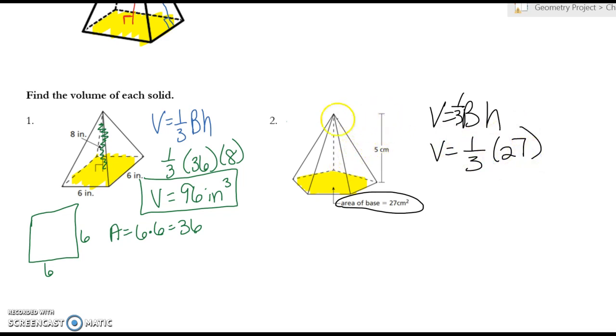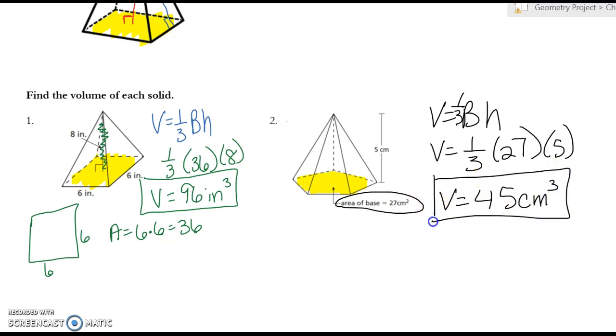And now this height, it's not drawn in the center, but it's on the outside. But if you notice, it's still perpendicular. So that's 5. And so 27 times 5 divided by 3 is 45. So that pentagonal pyramid has a volume of 45 centimeters cubed.